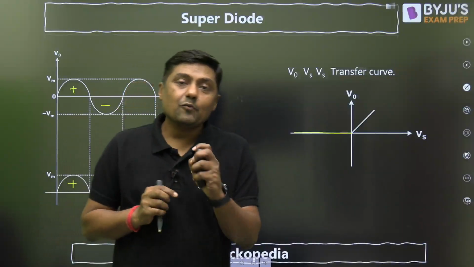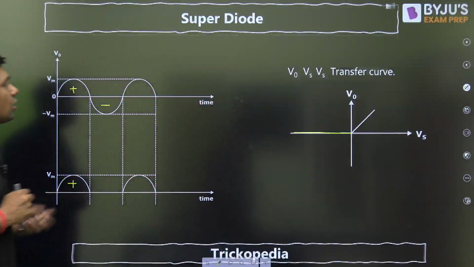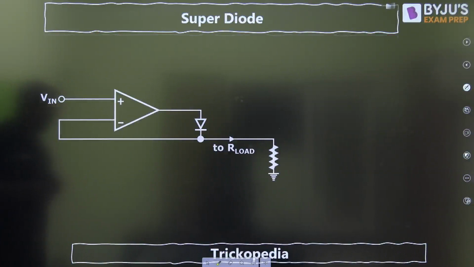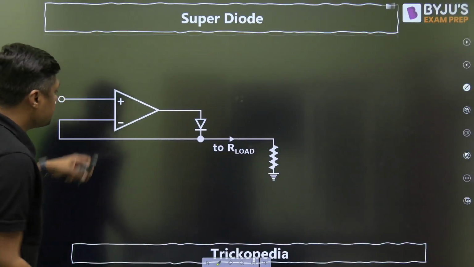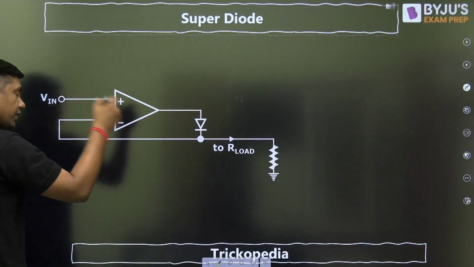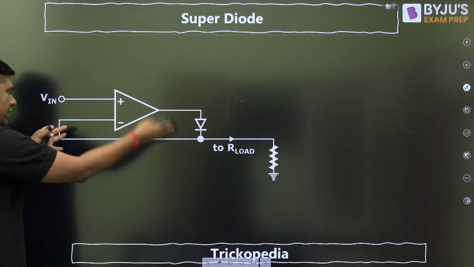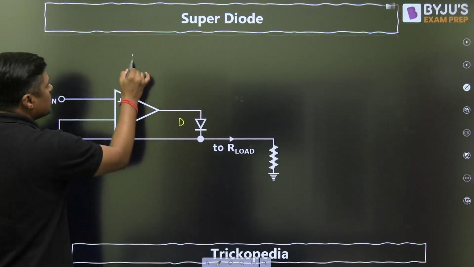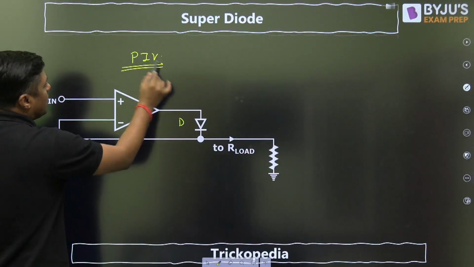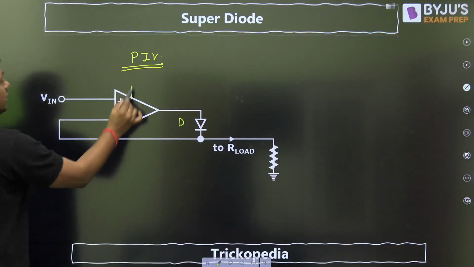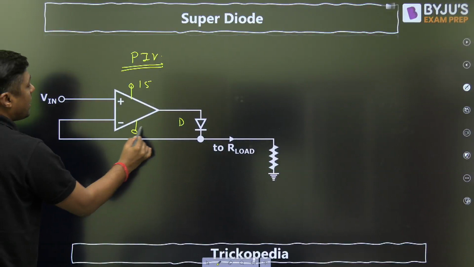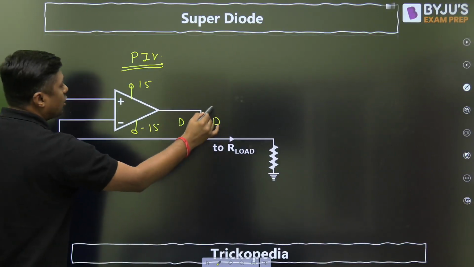Okay, and one important diagram is based on this concept. This is the diagram. Now watch this. Here we are using the diode. In numericals, they will give you this figure and they will ask what is the PIV. So please guys, give me the answer in the comments box. What will be the PIV if this voltage is plus 15 and minus 15 volt? What is the PIV for this diode?